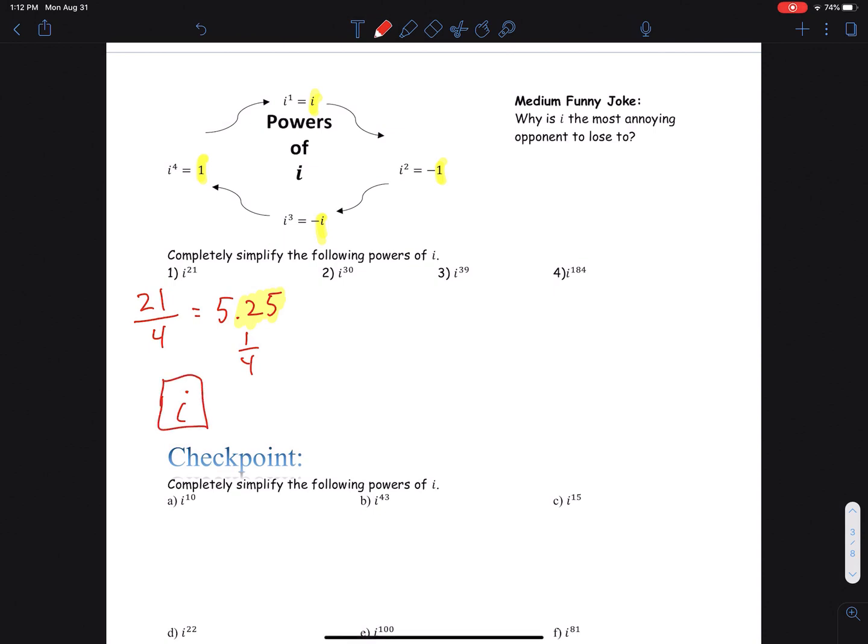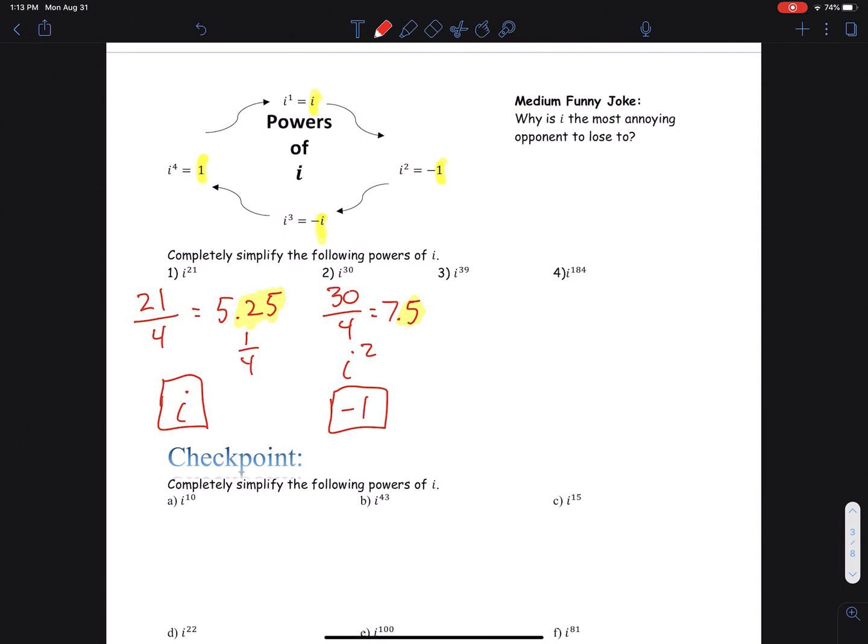About i to the 30th, take the exponent, divide it by 4. You would get 7.5. I also like, instead of looking at just the remainder, this is also kind of looking at the remainder, but think about quarters. So quarters are 25 cents, 50 cents, 75 cents, and then a perfect dollar. So how many quarters do we have left? We have 2 quarters, so that would be i to the 2nd, which is -1. That's just another way of thinking about it. That's actually how I think about it.